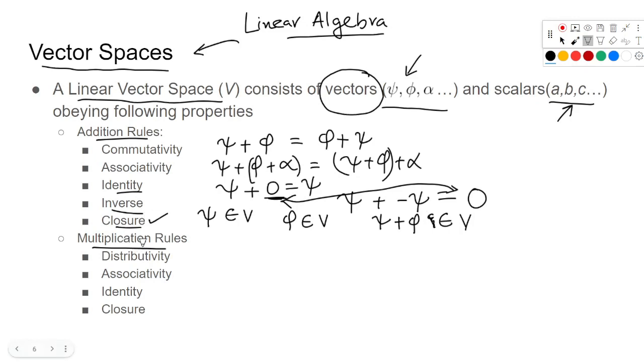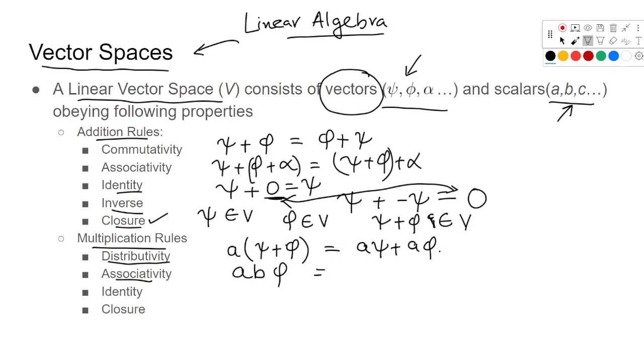Similarly, you have some multiplication rules. Distributivity, that is, if you have a scalar multiplying the sum of two vectors, then you can distribute it like this. And then you have the concept of associativity. So if you have two scalars multiplying a vector, then whether you multiply b with that vector first, or you multiply the two scalars first and then multiply with that vector, does not matter. Both will give the same result. Then you have the concept of identity. There exists a scalar, the unit scalar, which multiplied by any vector will bring back the same vector.